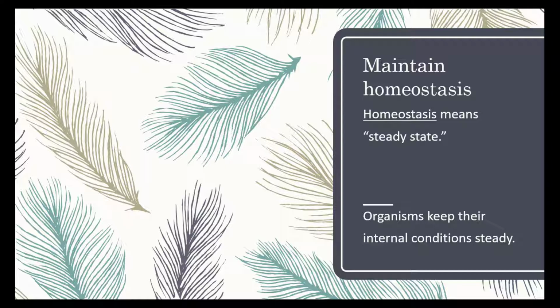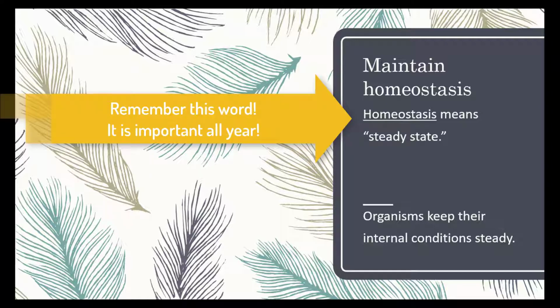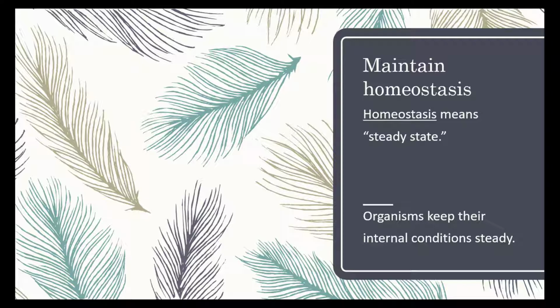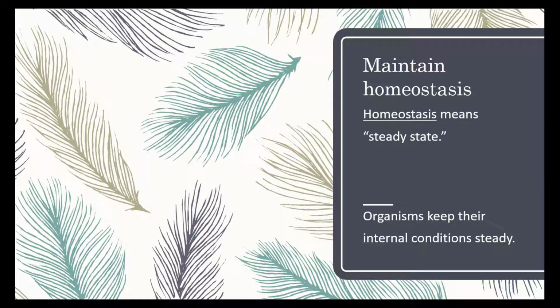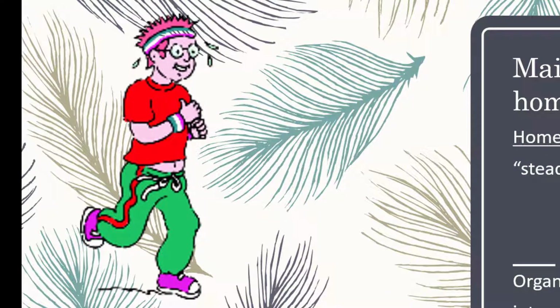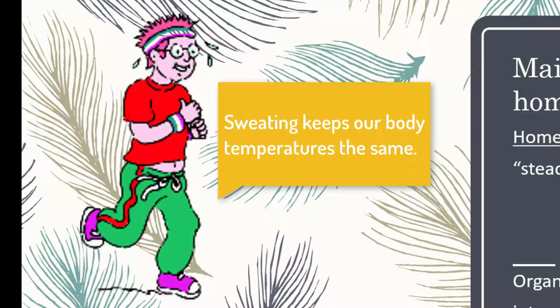All living things maintain homeostasis. Homeostasis is an important concept that's going to keep coming up over and over and over this year. Homeostasis means steady state. The prefix homeo is similar to the prefix homo, which means same. So homeostasis means we try to keep our bodies the same inside. Organisms want to keep their internal conditions steady. So one example is if you exercise, that causes your body temperature to go up, so you're going to sweat to cool yourself back down again.